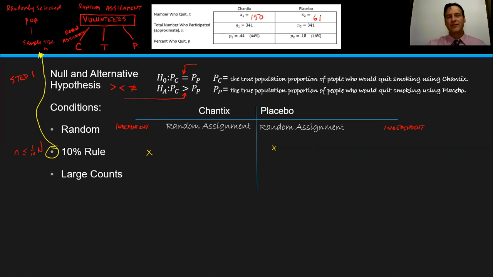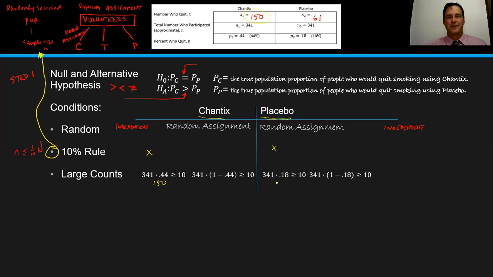And remember, large counts depends on the formula n times p is greater than 10, n times 1 minus p is greater than 10. However, you have to do it for two groups. You have to do it for the Chantix group, and you have to do it for the placebo group. And if we write that out, we know that all four of those will have representations bigger than 10. In fact, we've done this: 341 times 0.44. It's actually up here, this 150.